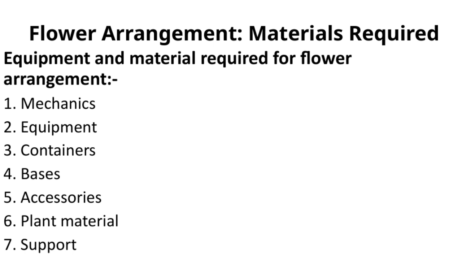Moving on, containers are important because they serve as the vessel for your arrangement, whether it's a vase or a decorative bowl. Then we have bases, which provide additional stability and aesthetic appeal to your setup. Accessories come into play here as well, things like ribbons, decorative picks, or ornaments that enhance the overall look. Of course, plant material is the core: fresh flowers, foliage, and greenery that bring your design to life. Lastly, support elements such as floral wire or stakes help maintain the shape and structure, especially for more intricate arrangements.